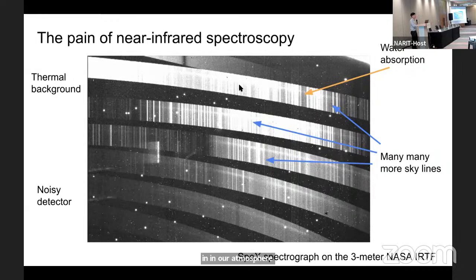You also have really strong thermal background once you get close to 2.5 micron, and this is just the thermal background from your telescope and from the air. The detectors that we use in the near infrared are not as good as in the optical. So the dark current is higher. There are a lot more hot pixels and noise.